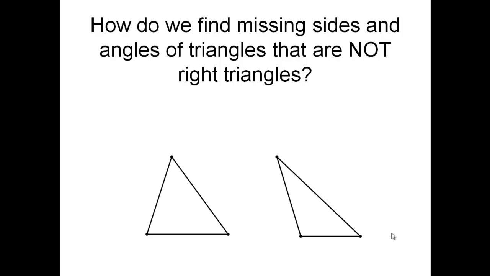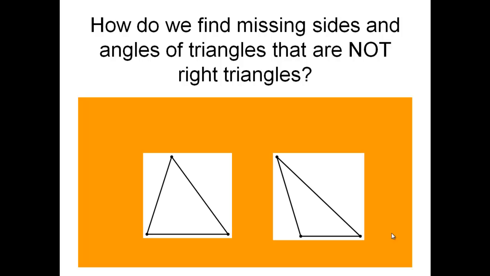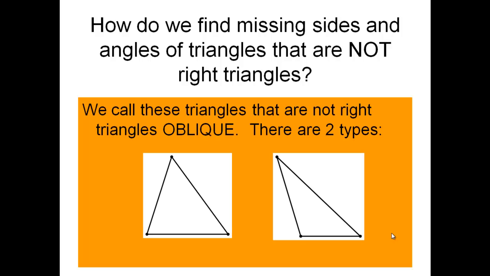Now, how do we find missing sides and angles of triangles that are not right triangles? Well, that's where our law of sines comes into play. We talk about these triangles that are not right triangles, we call them oblique. And of course, there's two types. If you remember from geometry, you've got your acute and obtuse triangles. So let's think about how to figure this out by using what we just talked about with the area of the triangle.